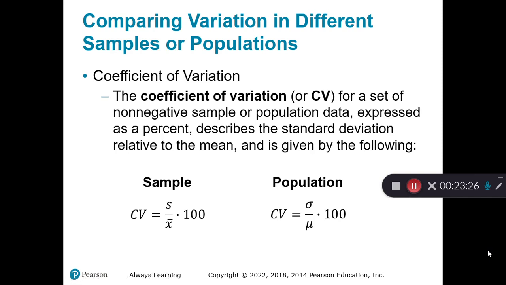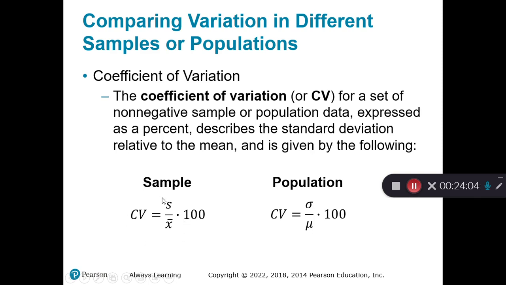Lastly, we're going to talk about the coefficient of variation as another way to interpret data and describe what we're seeing. The coefficient of variation, also denoted as CV for short, is a non-negative sample or population data calculation, which is expressed as either a percent or as a decimal. It describes how the standard deviation and the mean relate to one another. It's a very simple calculation. It's simply the standard deviation divided by the mean multiplied by 100.